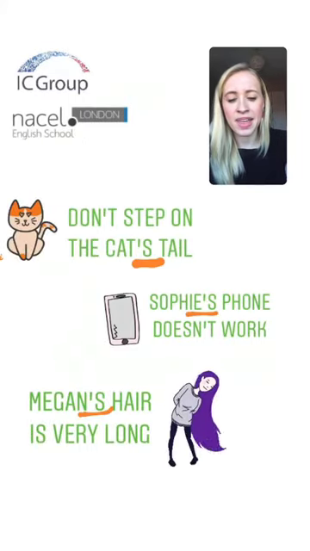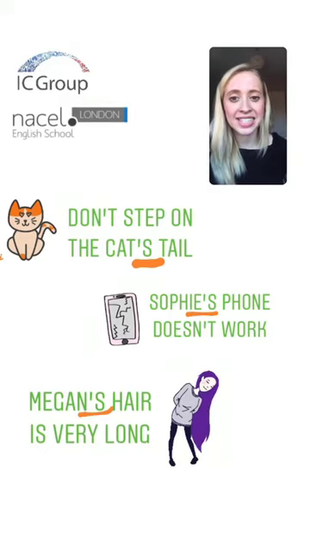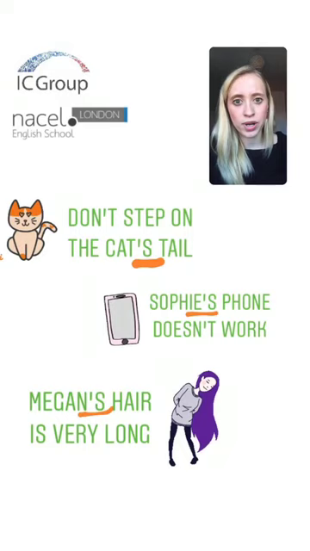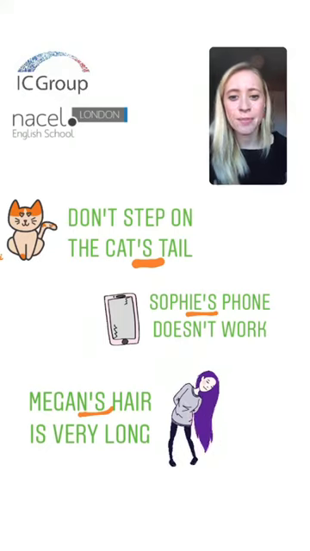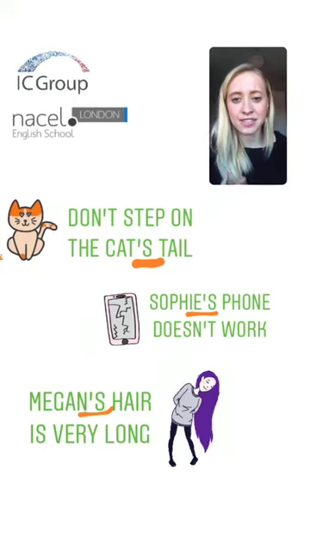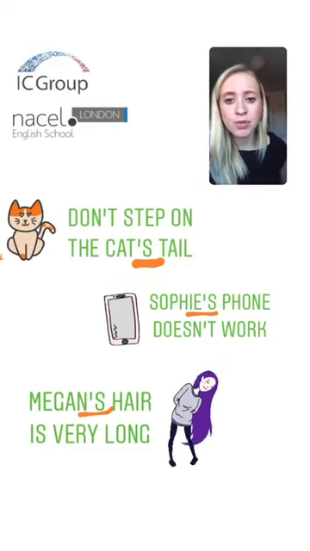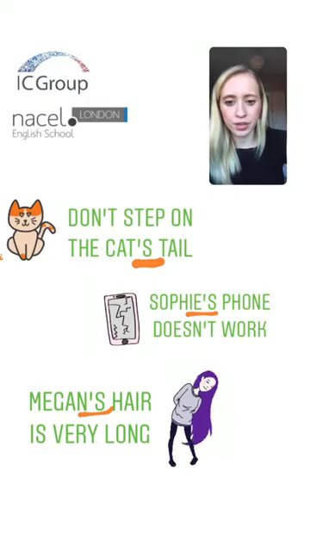So some examples we have then are don't step on the cat's tail. Don't step on the cat's tail. Notice the cat's apostrophe S. The other examples are Sophie's phone doesn't work. Sophie's phone doesn't work. And Megan's hair is very long. Okay, 3 examples using this possessive S. The cat's tail, Sophie's phone, and Megan's hair. Okay, notice you do need to pronounce that S sound, the additional S. Okay, so this is rule 1 for you.